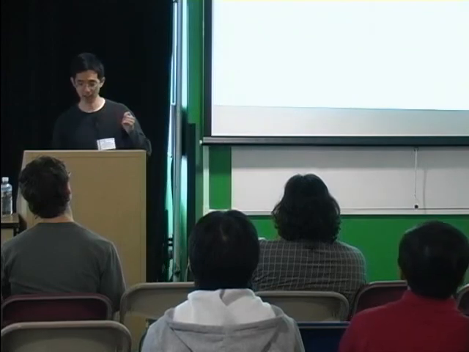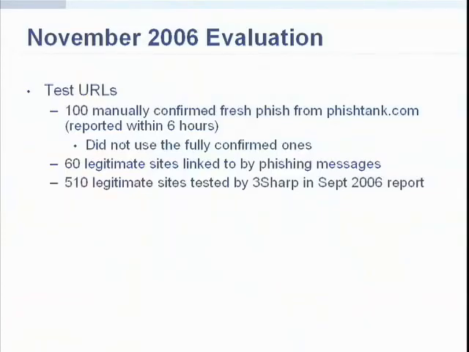We also had 60 legitimate sites that were linked to by phishing messages, so we kept those and tried to see how bad some of the toolbars were at misidentifying legitimate websites as illegitimate. So those are false positives. And we also had 510 legitimate sites that were tested by another company called 3Sharp in a September 2006 report.